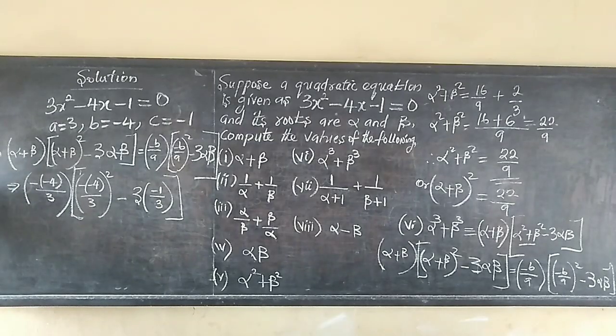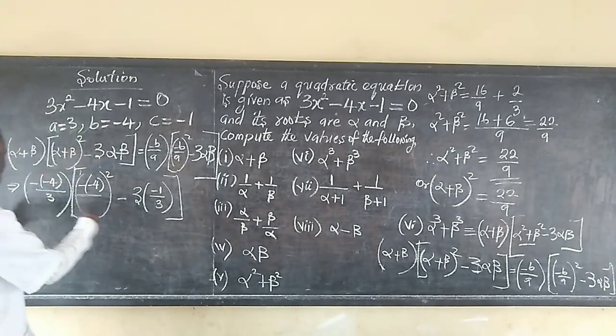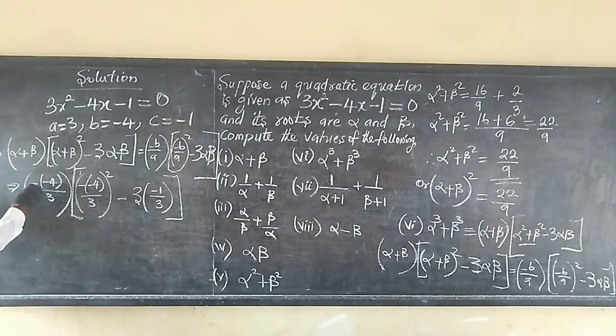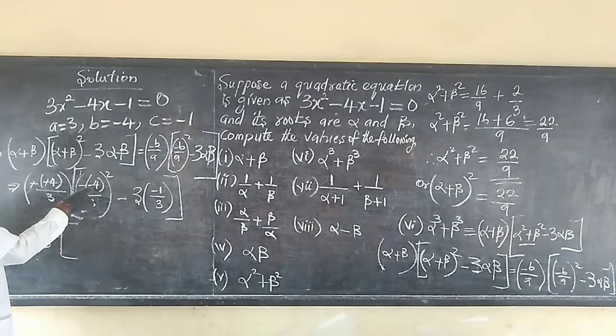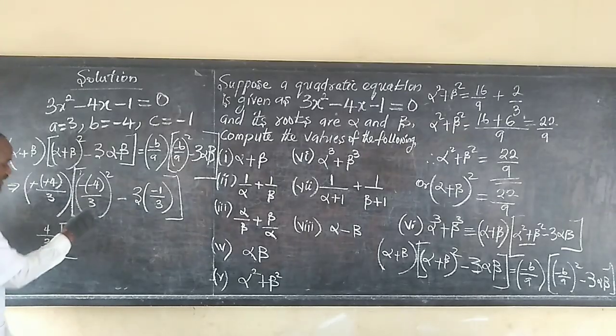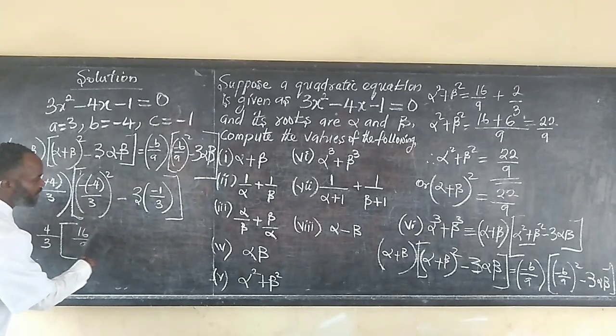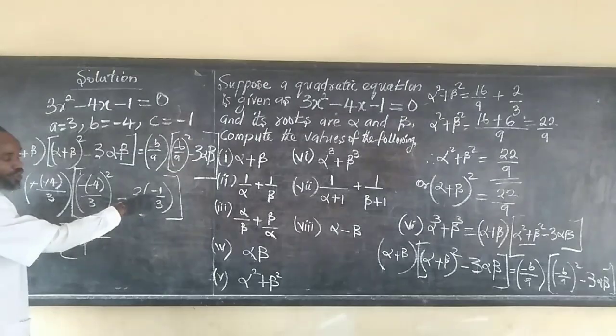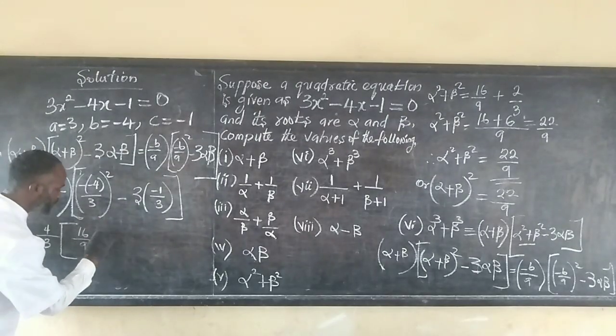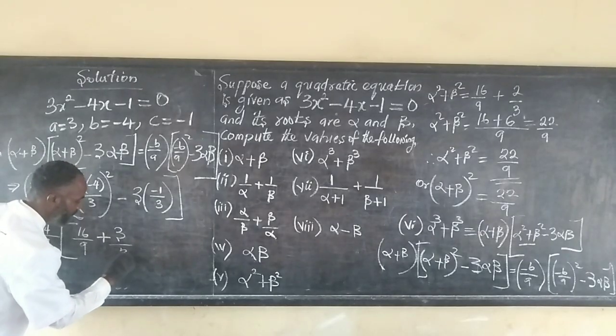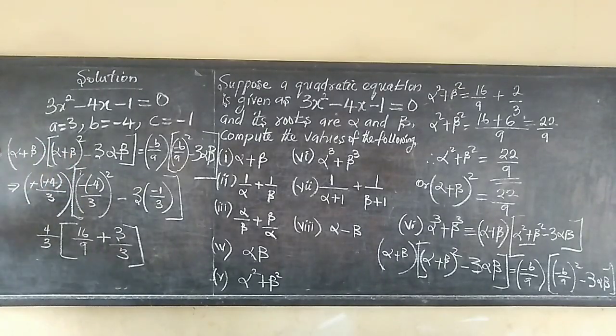The next thing we're going to do is to simplify. This we cancel with this, we have 4 over 3. We come in here, this we cancel with this. That's positive. This is 16, this is 9, 16 all over 9. We maintain this. But this, we turn to positive. It becomes plus 3 all over 3, and we close. Very, very interesting.